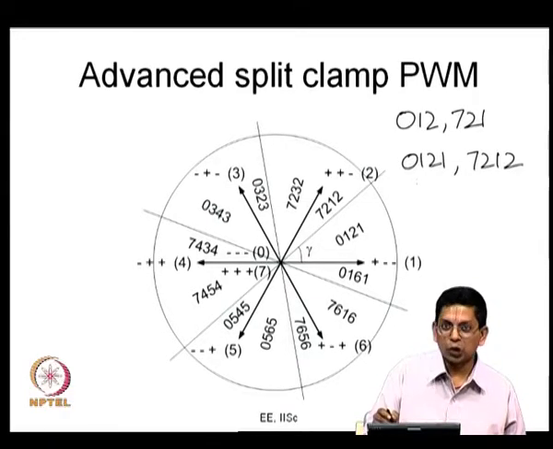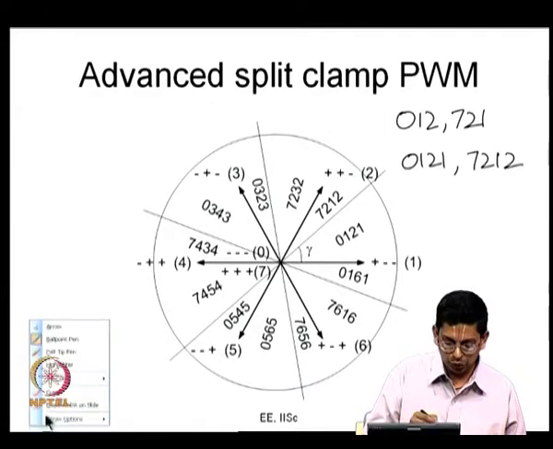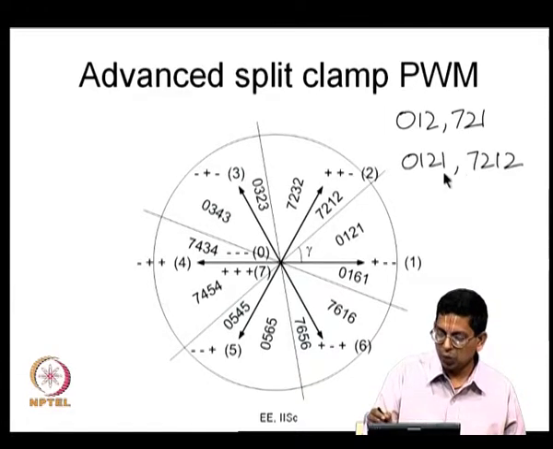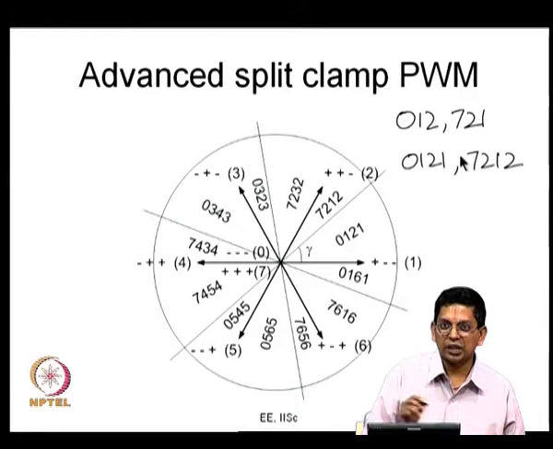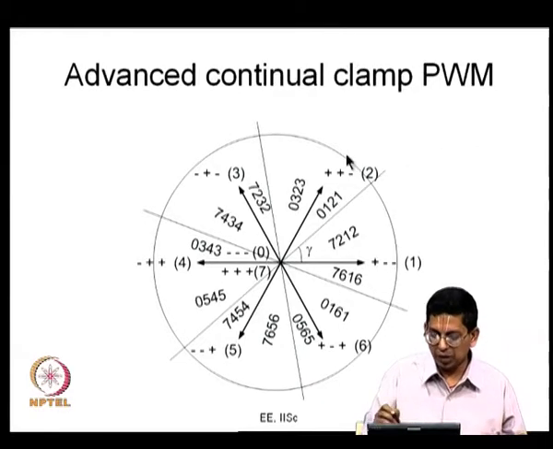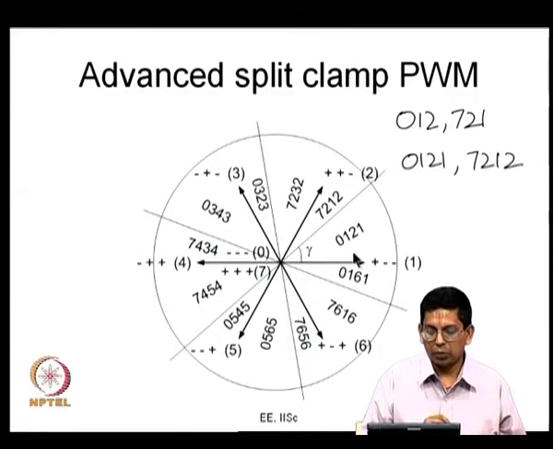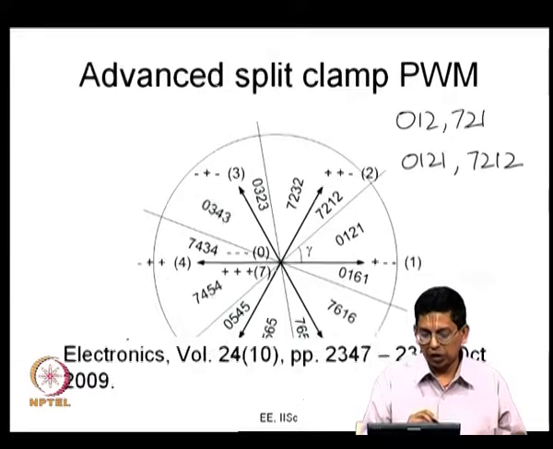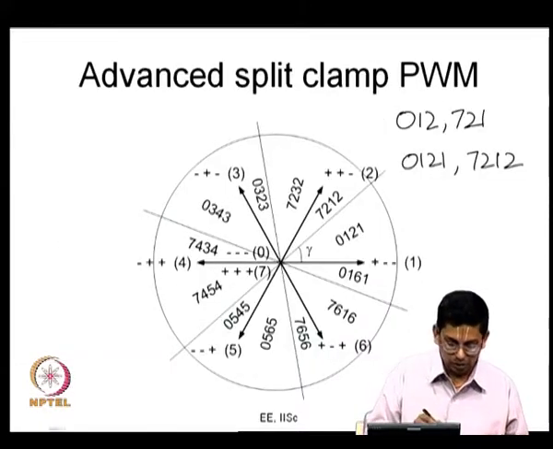That is, when I say I use sequence 0 1 2 1, 0 1 2 1 is used in one subcycle and 1 2 1 0 is used in the next subcycle. Similarly, 7 2 1 2 may be used in one subcycle and 2 1 2 7 will be used in the next subcycle. So, now with these two new sequences which I call double switching clamping sequences, we can come up with these kind of advanced bus clamping PWM methods. So, you had advanced continual clamp here and you have advanced split clamp PWM method here. These are not the only sequences, though I am not talking about the others right now.